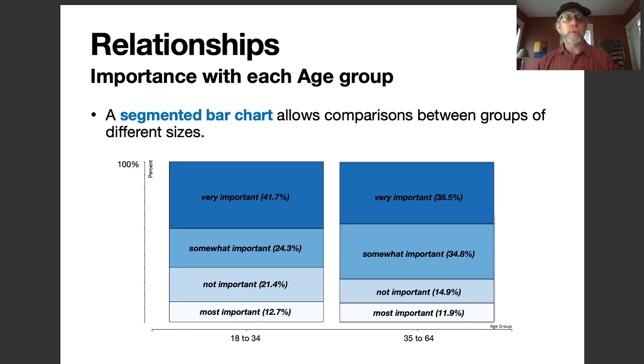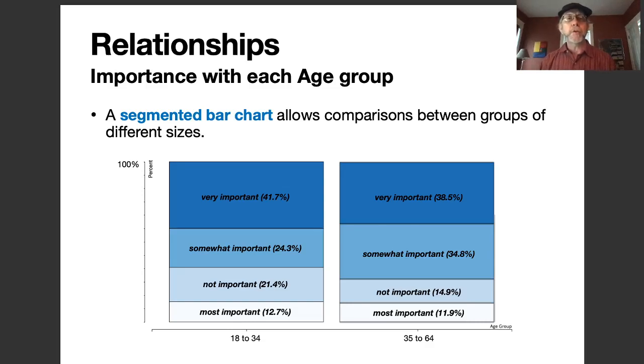21.4% of the younger workers responded that way, but only about 15% of the older workers thought it was not important to have a successful career. And that, again, we might speculate would have something to do with the fact that the older workers have more responsibilities on their minds, maybe retirement or maybe paying for college for their kids and things like that.